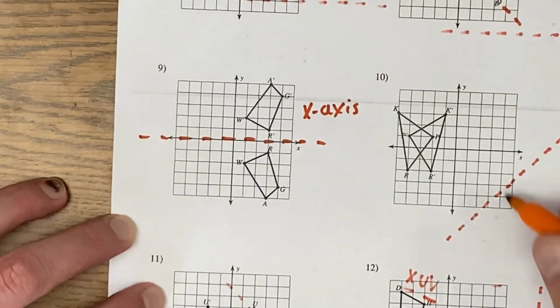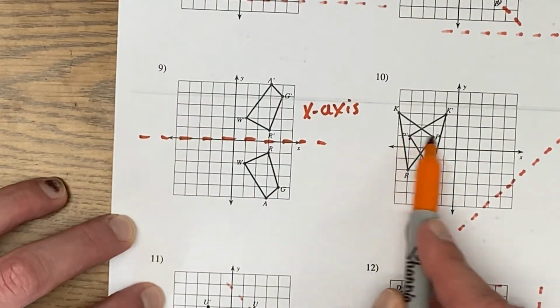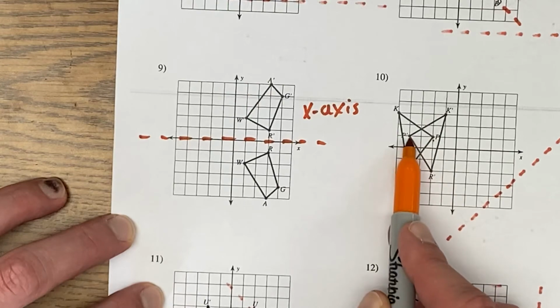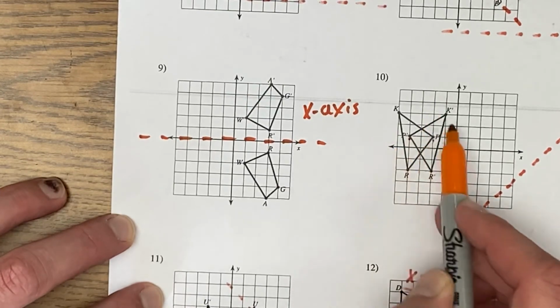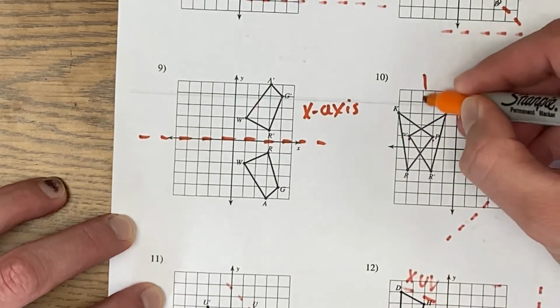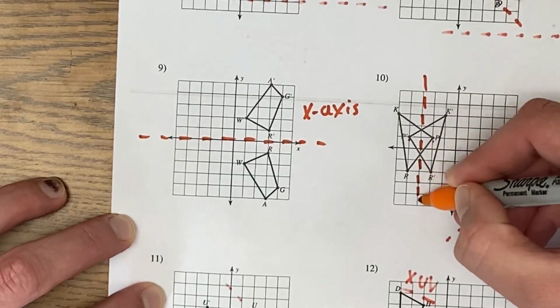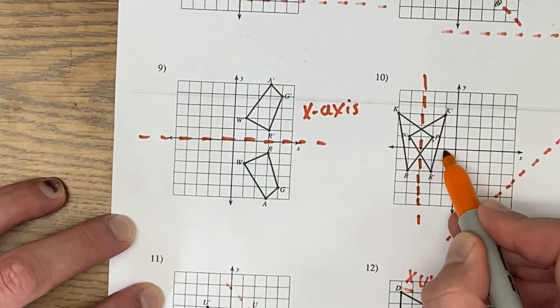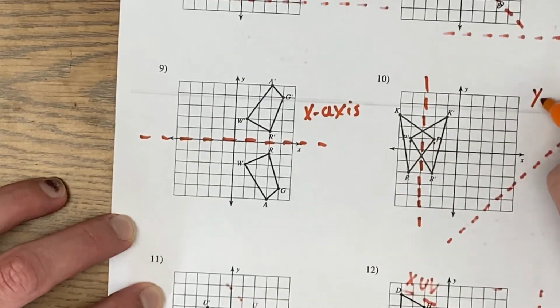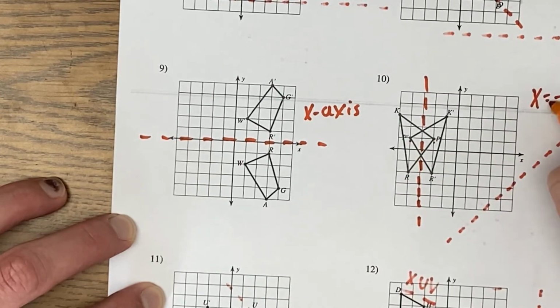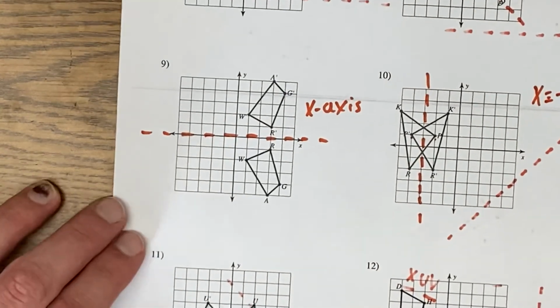Okay, all right, number 10. P is here, P prime is here. So our line of reflection has to be a vertical line. And it looks like it splits right here. Okay, so that's 1, 2, 3. So x equals -3.